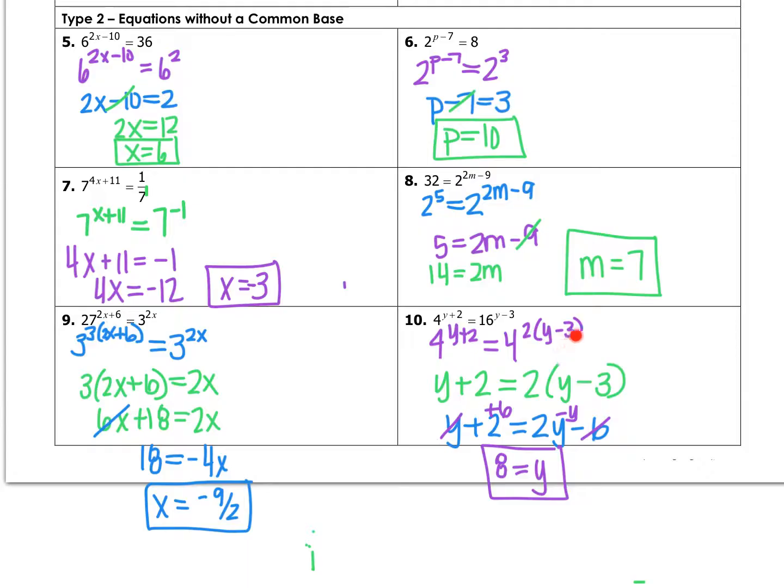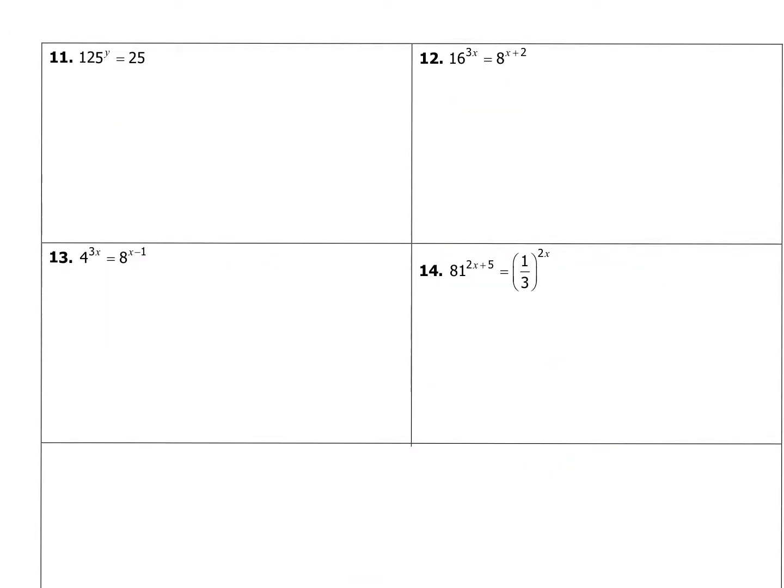And so the exponent was already y minus 3, so now I'm going to do that twice since I've changed the base from 16 to 4. So now that I have common bases, I simply set those exponents equal to each other and I solve. All right, so for example 11, go ahead and pause the video and try it on your own.